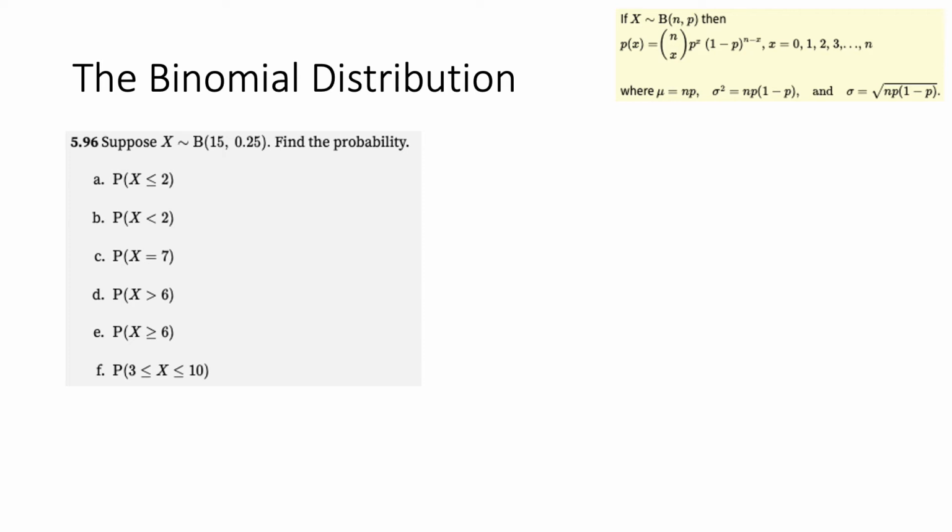Suppose x follows a binomial distribution with n equals 15 and p equals 0.25. Find the probability P of x less than or equal to 2. To do that, we have to first realize that this formula up here only works for a single value of x. So if we want to find the probability of a more complex event, we're going to have to combine some simple events.